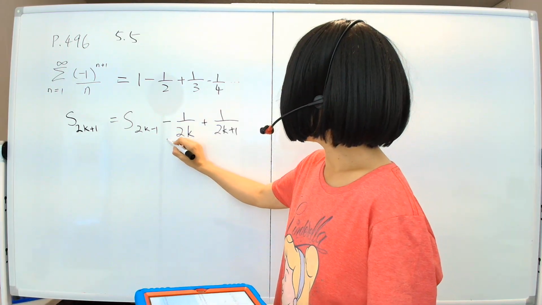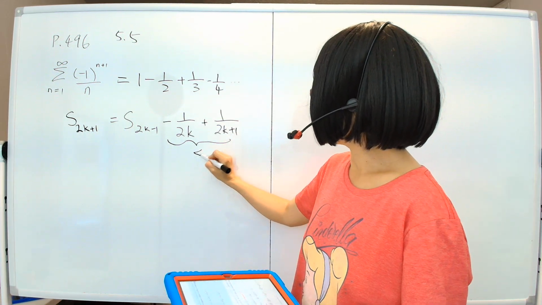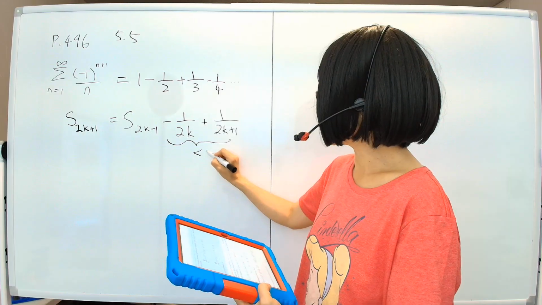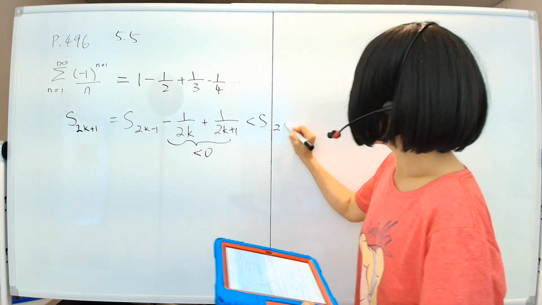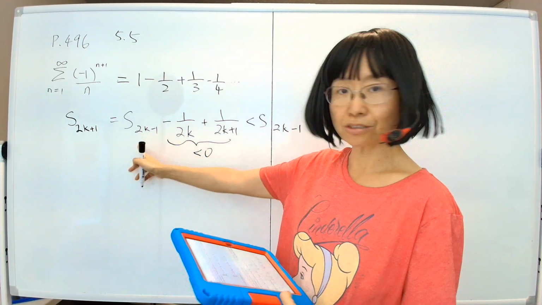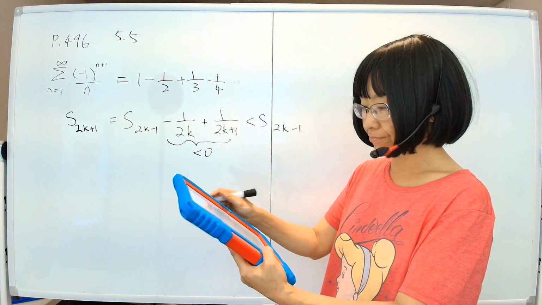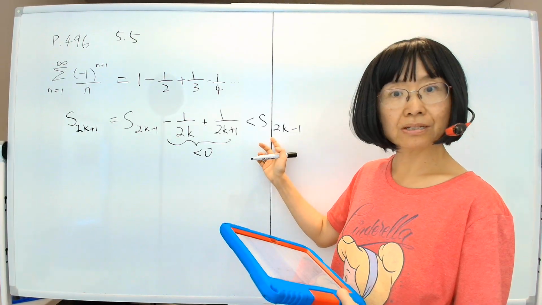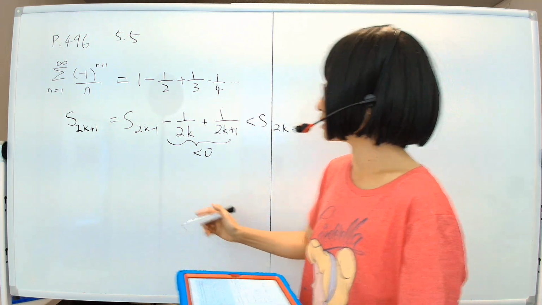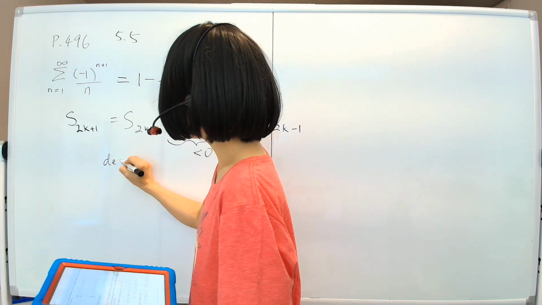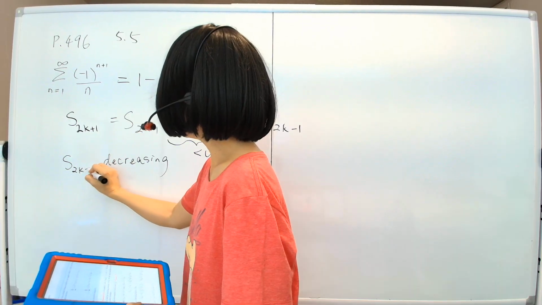And what is that? Now, this value is bigger than that, so the added value is less than 0, counting the minus sign. So when you add it together, it becomes less than S_{2k-1}. It's going to be less than this term itself because you reduced it here. So every odd partial sum is smaller than its previous term, which means this is a decreasing sequence. So S_{2k+1} is decreasing.